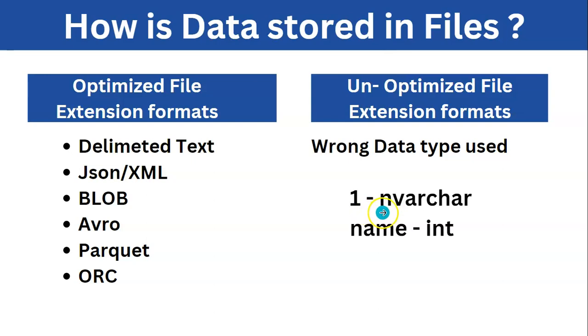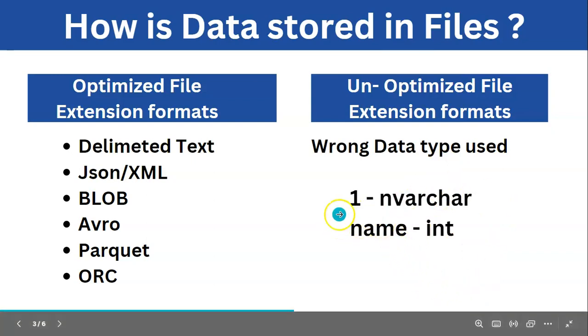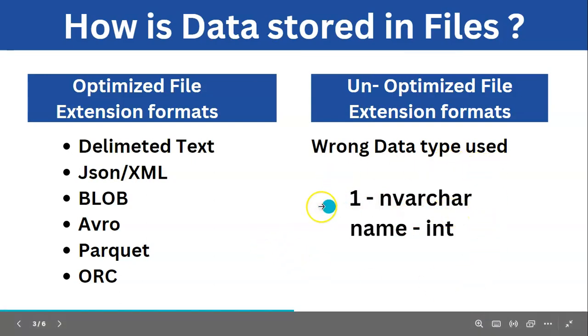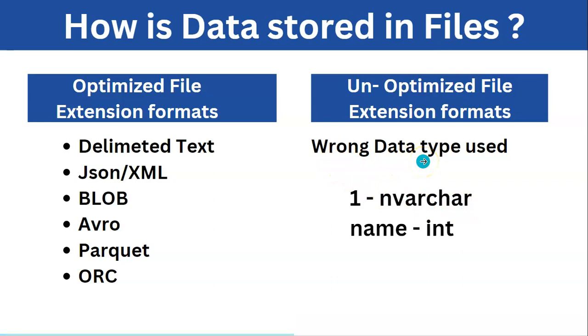But unfortunately, the user who created the table has defined this employee ID column as nvarchar(max). Okay, nvarchar is basically used to store string values, right? So when we are storing string values in an integer data type, or when we are storing integer data in a string data type, in both scenarios we are using the wrong data type, and that is where it is considered an unoptimized file format. So that is the difference between optimized and unoptimized file formats.